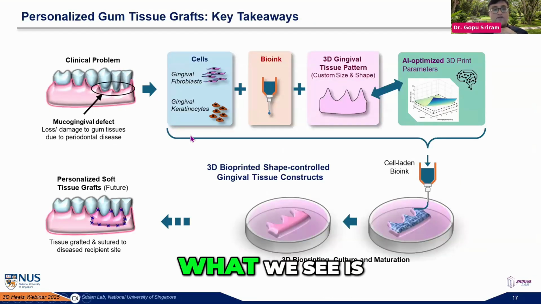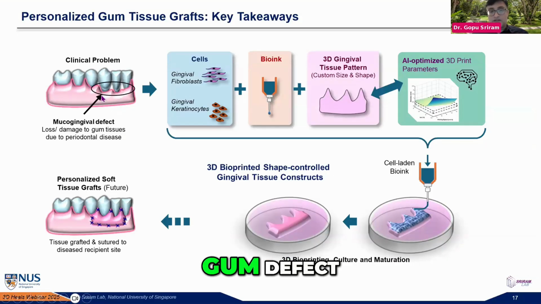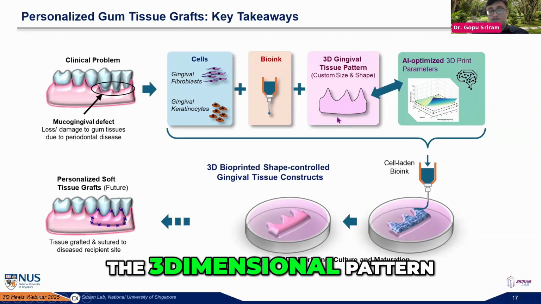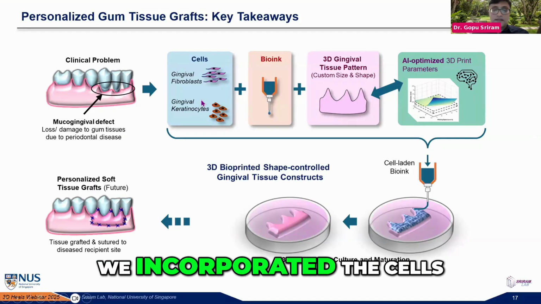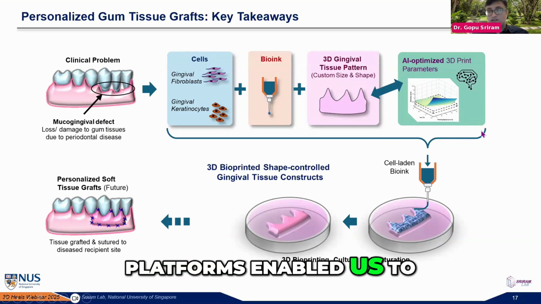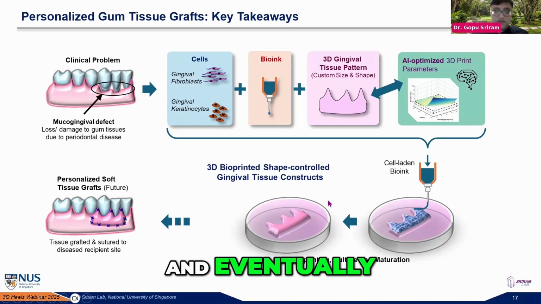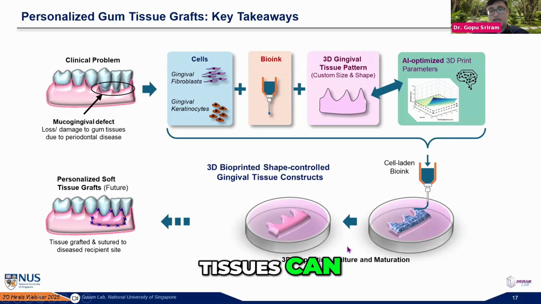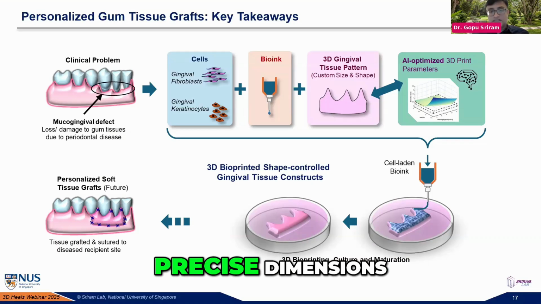So in a nutshell, what we see is that we started off with a clinical problem where you have a gum defect, and using the outline of the gum defect, we developed the three-dimensional pattern. Using different bioink formulations, we incorporated the cells which are needed to form the gum tissues, and then AI platforms enabled us to quickly optimize the parameters which are needed for the bioprinting, and eventually we can biofabricate gum tissues of these precise dimensions.